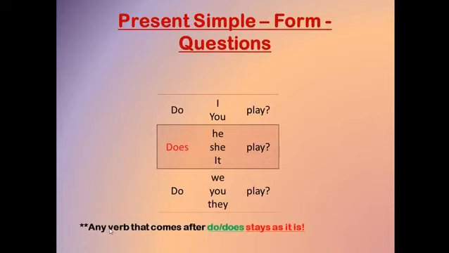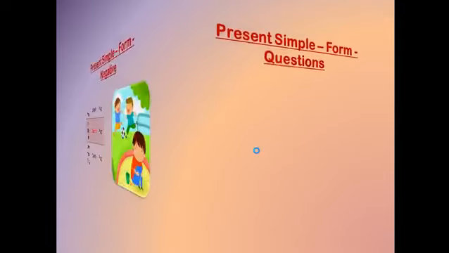and here we have a very important note. This is very important. Any verb that comes after do or does or don't or doesn't stays as it is. Okay, either if I'm forming a question or if I'm forming the negative, any verb that comes after do or does or don't or doesn't stays as it is, even with he, she, and it. Can you see? I have does here, and my subject is he, she, or it, but my verb stays the same. I do not add anything to it.